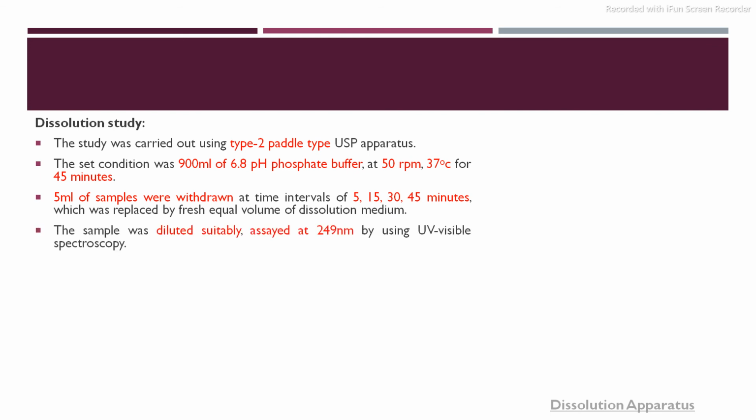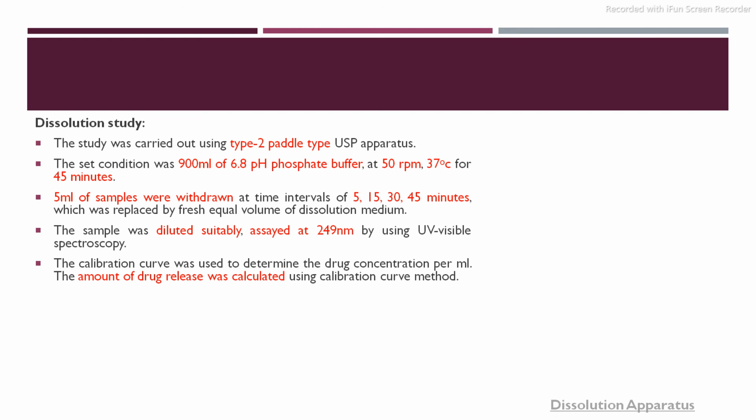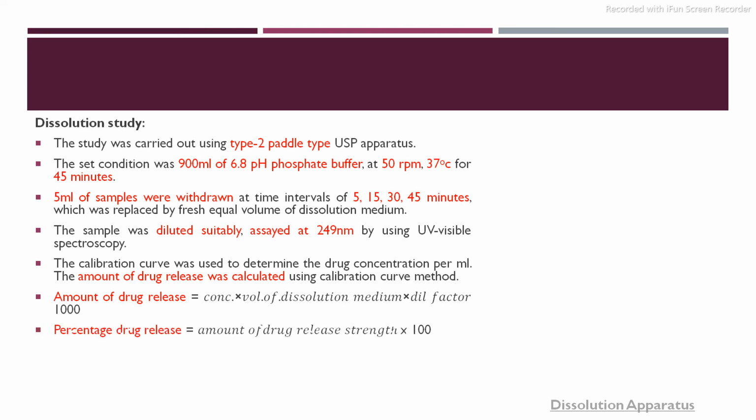Then samples were diluted suitably and assayed at 249 nanometer using a UV visible spectrophotometer, and the amount of drug release we can easily calculate. The amount of drug release we can calculate using the formula: concentration into volume of dissolution medium into dilution factor, that is 1000. The dilution factor may vary depending on how much you are going to dilute the medium. Percentage drug release is equal to amount of drug release by strength into 100.